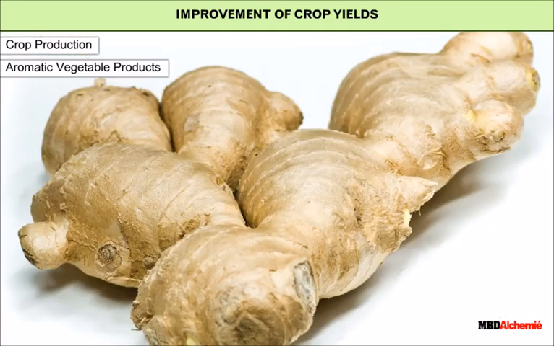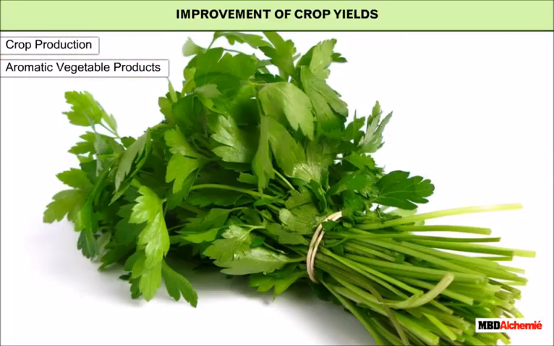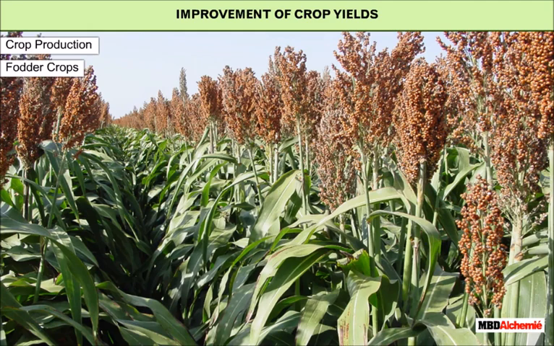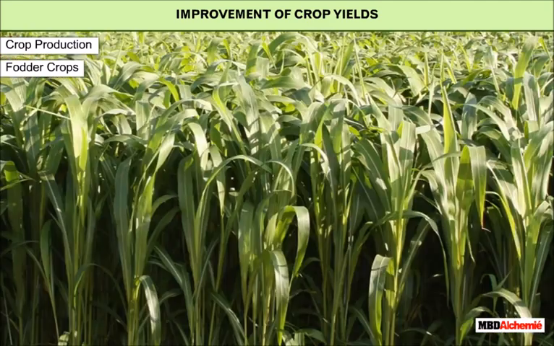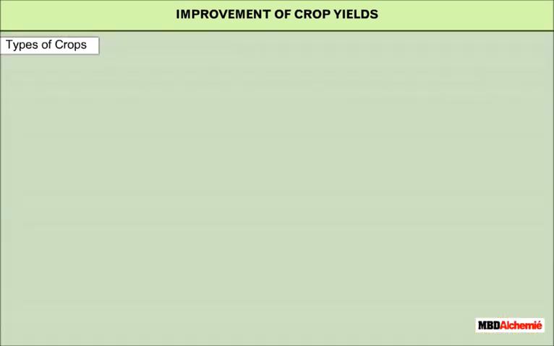Aromatic vegetable products. These vegetable products are used to give flavor to the food and are also known as spices. A few important spices of India are ginger, turmeric, cloves, pepper, and coriander. Fodder crops. Crops like sorghum, oat, etc. are grown for animals.